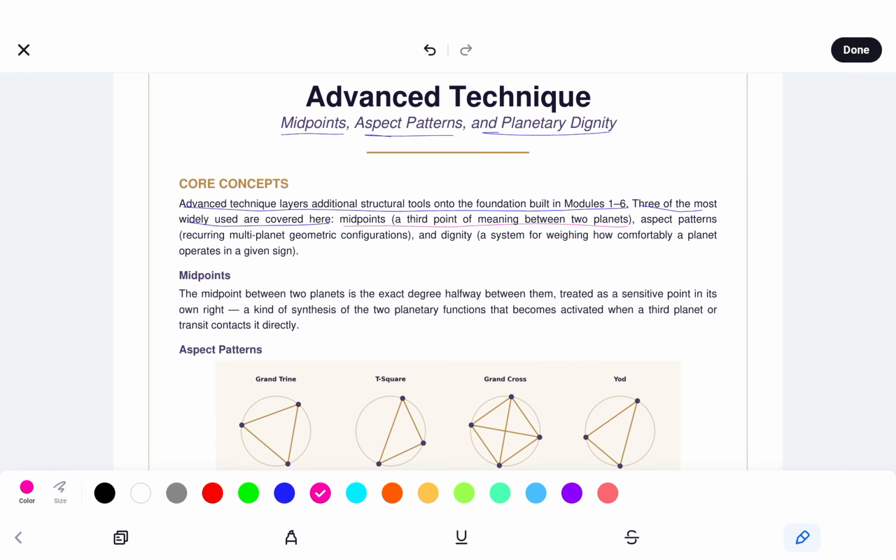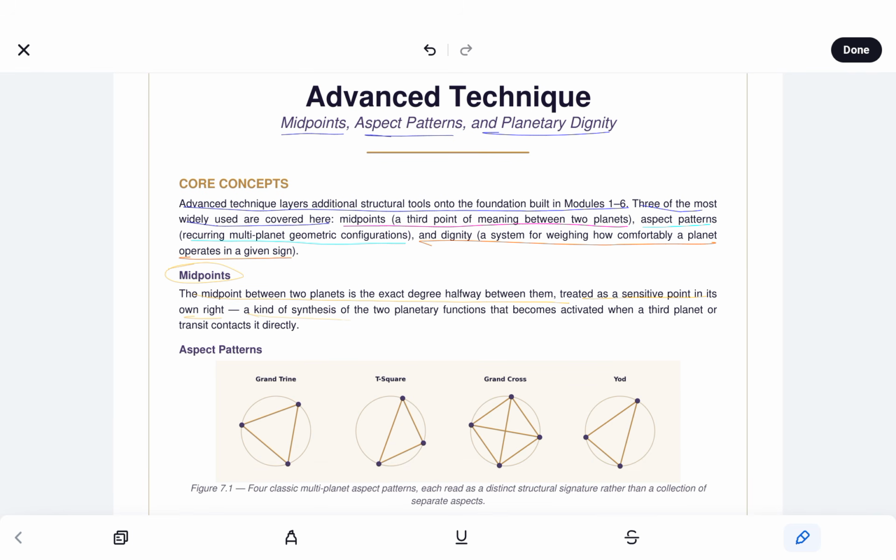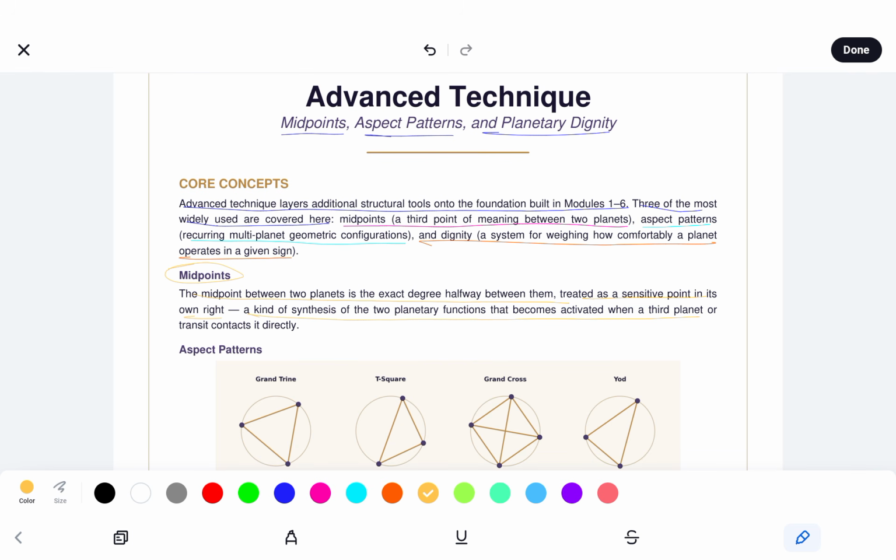Midpoints, a third point of meaning between 2 planets. Aspect patterns, recurring multi-planet geometric configurations. And dignity, a system for weighing how comfortably a planet operates in a given sign. So midpoints: the midpoint between 2 planets is the exact degree halfway between them, treated as a sensitive point in its own right, a kind of synthesis of the 2 planetary functions that becomes activated when a third planet or transit contacts it directly.